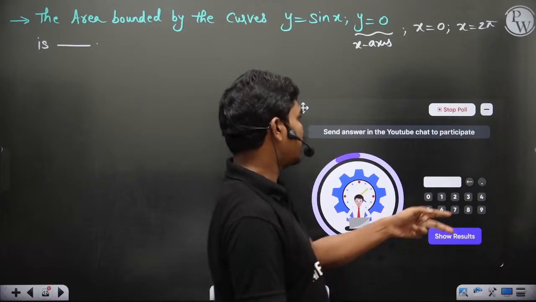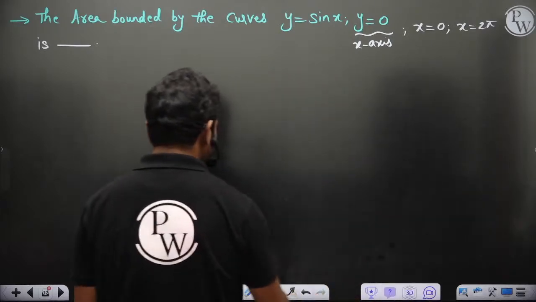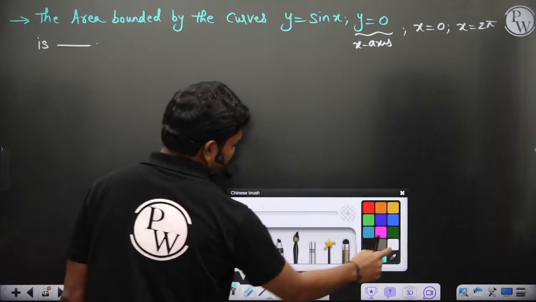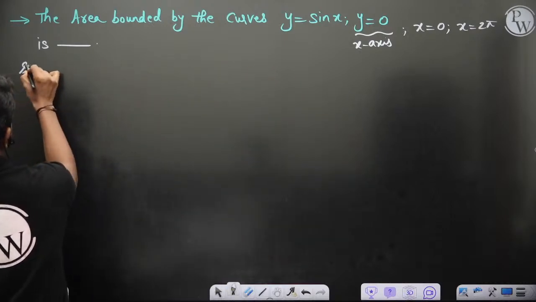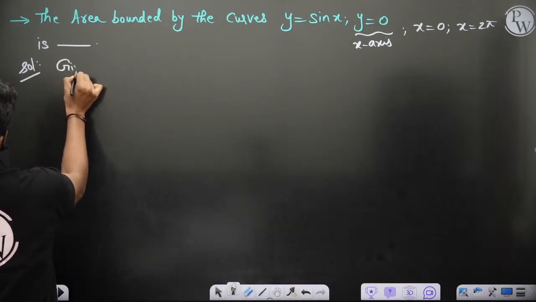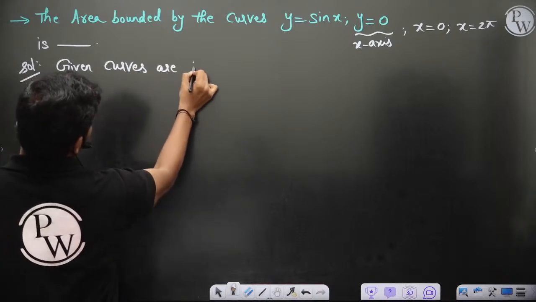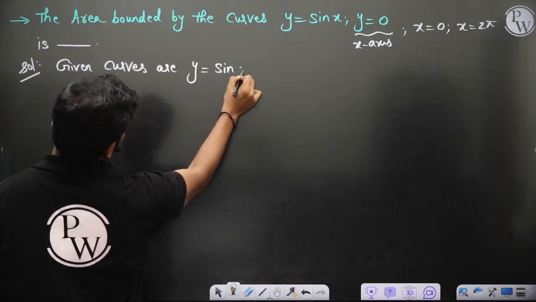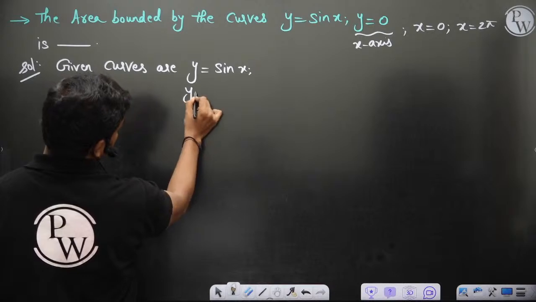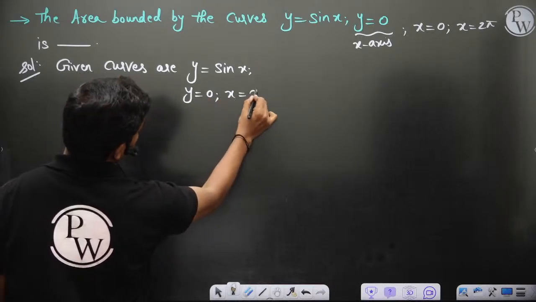Good. Okay, so let's write the given data. Meanwhile, the poll will end. So let's see if you plot these curves. The given curves are y is equal to sin x, y equal to 0, which is basically the x-axis, x is equal to 0, x is equal to 2 pi.